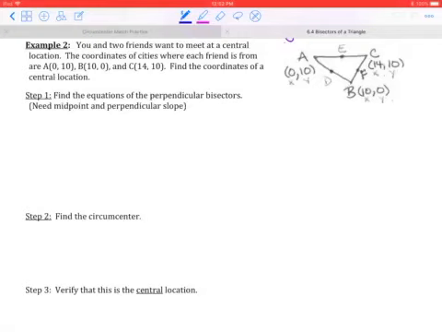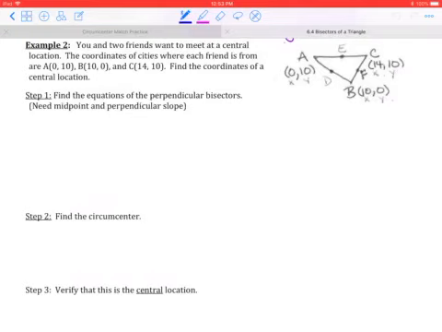Let's look at how to find the circumcenter of a triangle using our algebraic principles of slope and midpoint. So this is more coordinate geometry, and we're going to use those formulas to figure out where the circumcenter is based off these three coordinates that make a triangle.